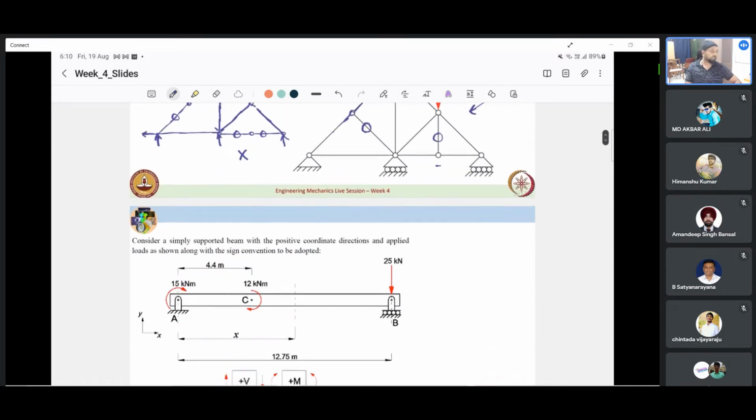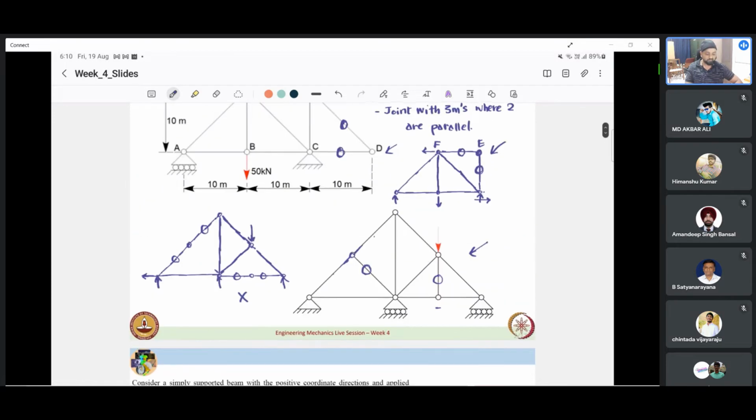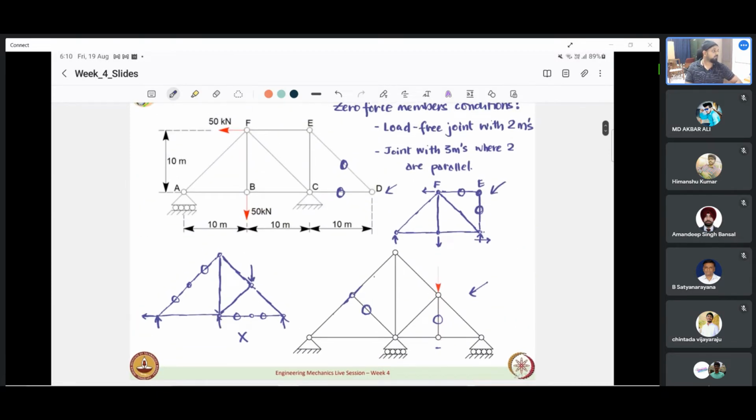Okay, if there are any questions regarding whatever aspect we have discussed, you can ask now. Otherwise, we will move on to the topic of discussion for today's session, that is beams from week 4. Okay, it is clear. All right.